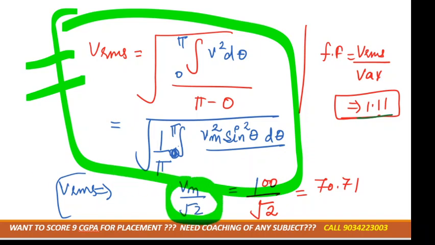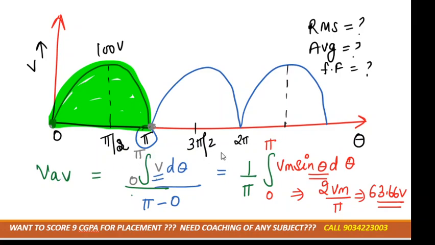Then you need to put the value. Similarly for this, you know the value of V average. V average is how much? 2 Vm by pi. You have to solve the integration side first. Then you can put it. You can't put the direct formula. Clear?